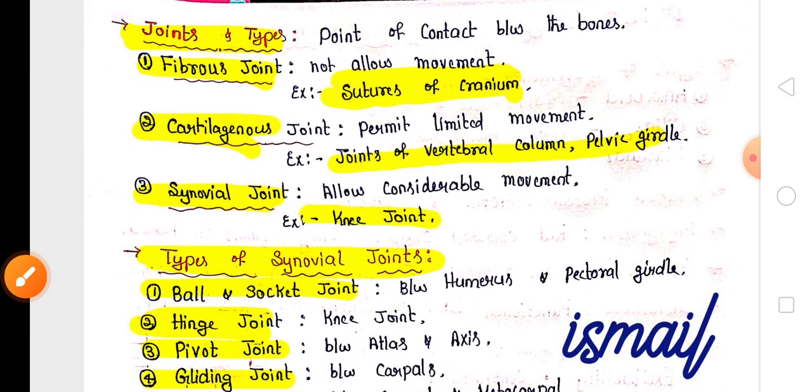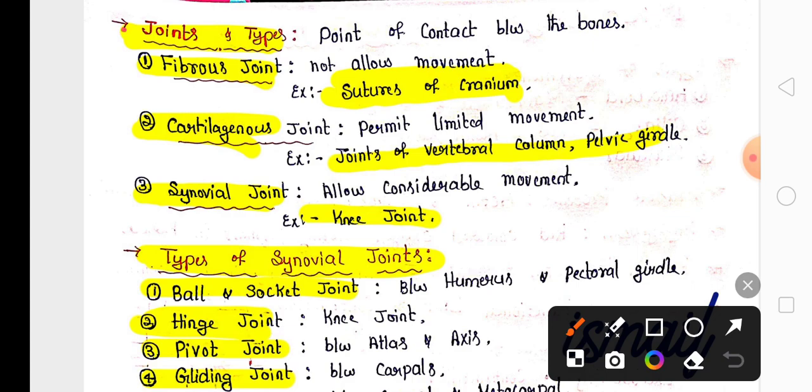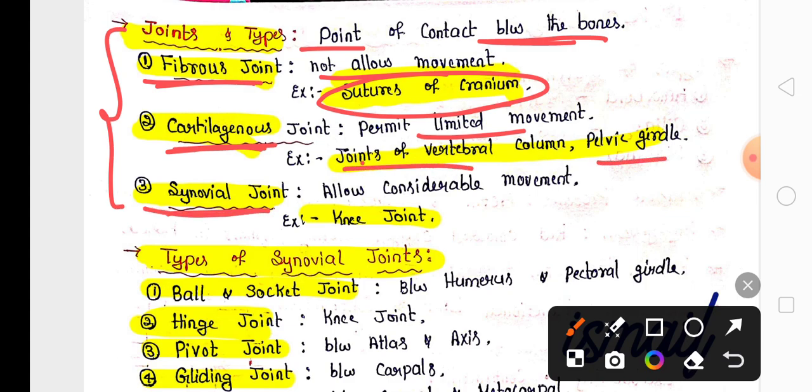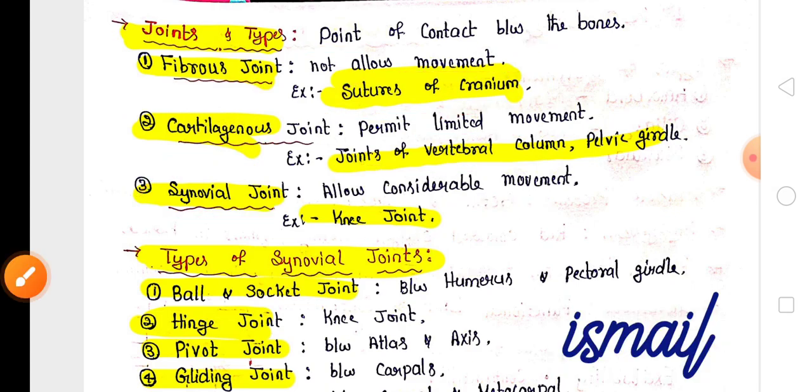Let us move on. A very important part of the exam here is the joints definition and its types. A joint is a point of contact between the bones. There are 3 types of joint: fibrous, cartilaginous, synovial. Fibrous joints do not allow any movement; they are present in the bones of the cranium. Cartilaginous joints allow limited movement, for example joints of the vertebral column and pelvic girdle. Synovial joints allow considerable movement, for example the knee joint. That is very, very important.